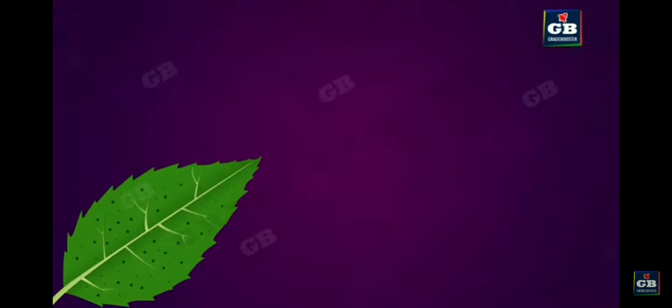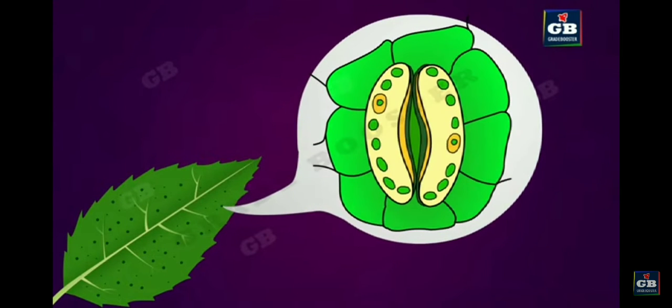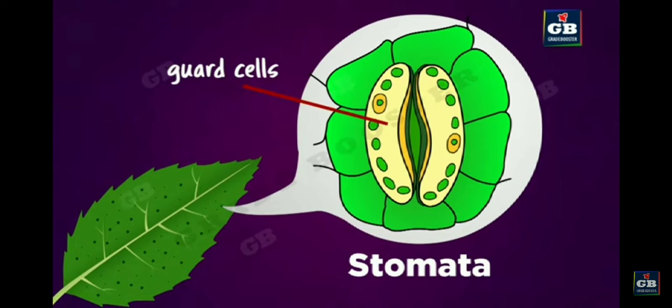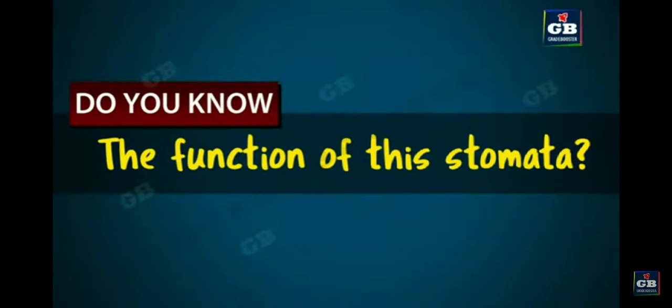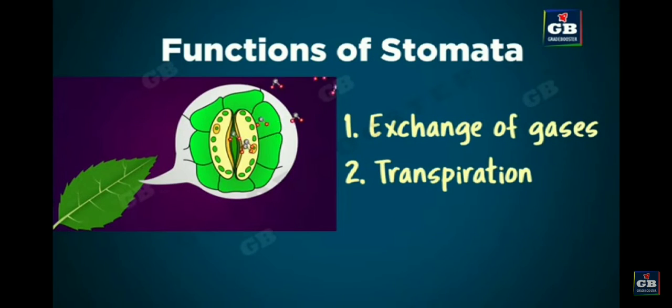It protects the plant parts from excess loss of water, mechanical injury, and from parasitic fungi. Epidermis present on the leaf has small pores here and there. These pores are called stomata, and each stoma is protected by a pair of kidney-shaped guard cells. Do you know the function of the stomata? Stomata have two functions. 1. Stomata are essential for exchange of gases, and 2. They help in the process of transpiration.